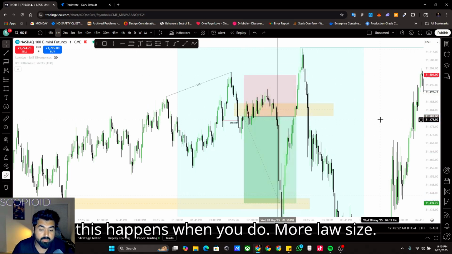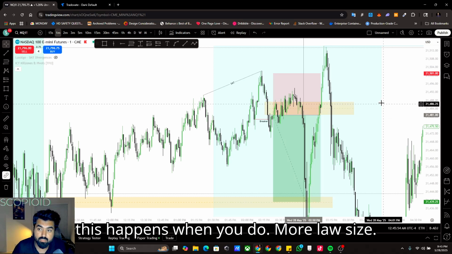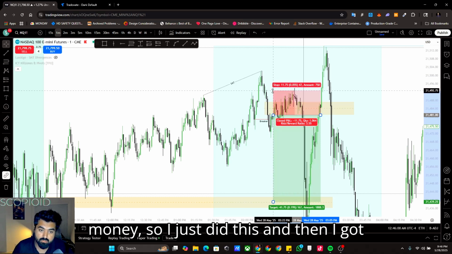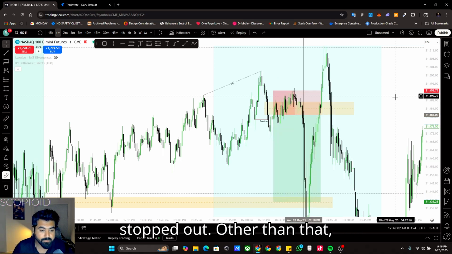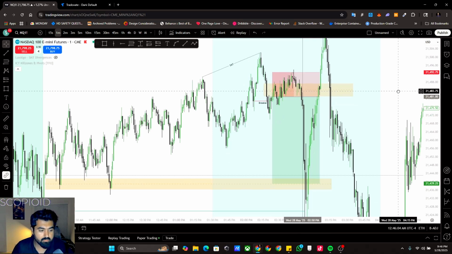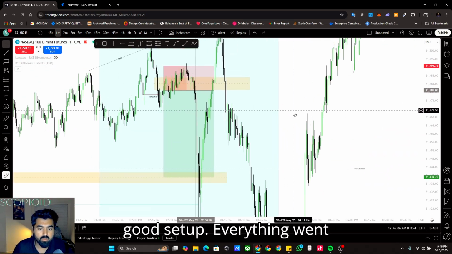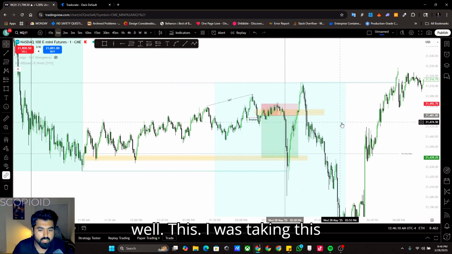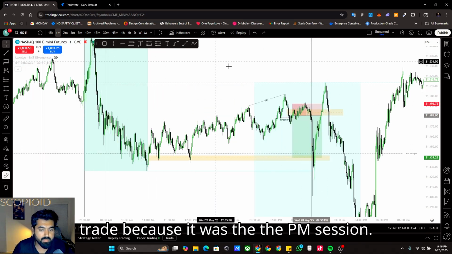Well, this happens when you do more lot size, you know. My lot size was 4, so I didn't want to lose a lot of money, so I just did this. And then I got stopped out. Other than that, good setup. Everything went well. I was taking this trade because it was the PM session.